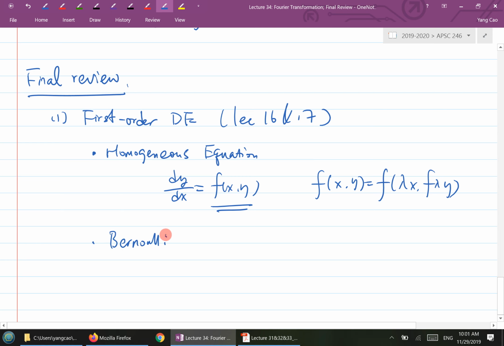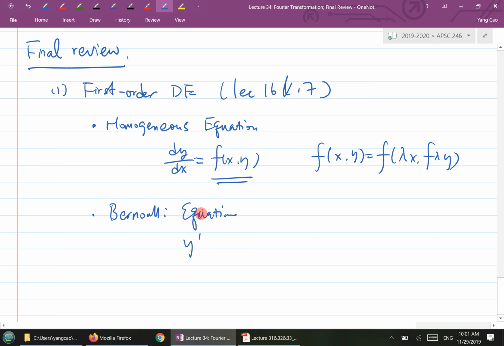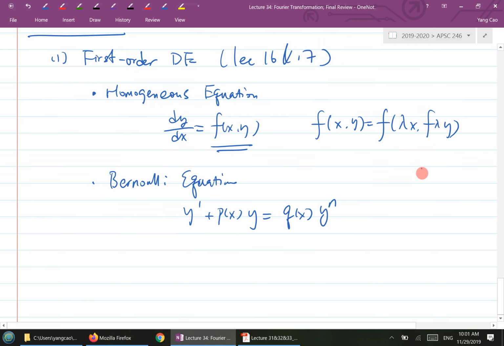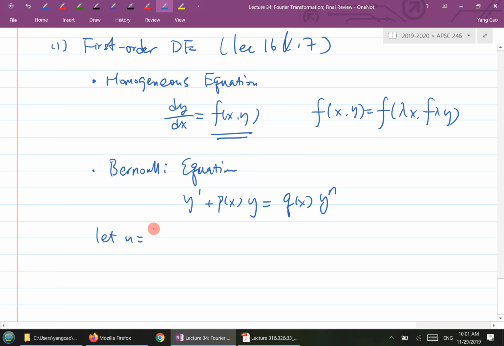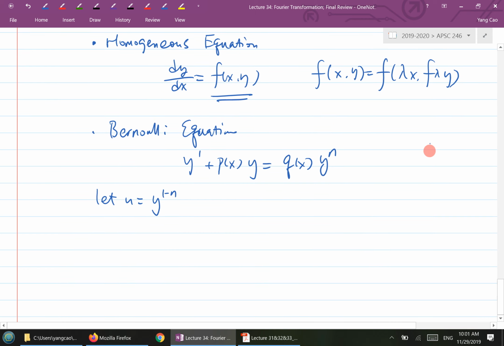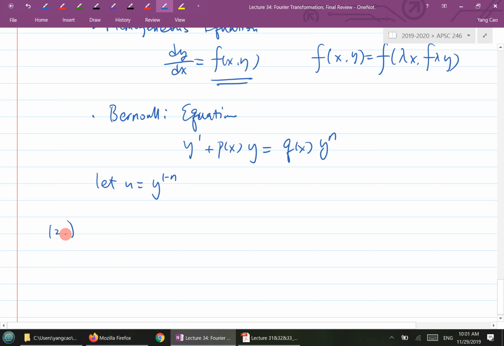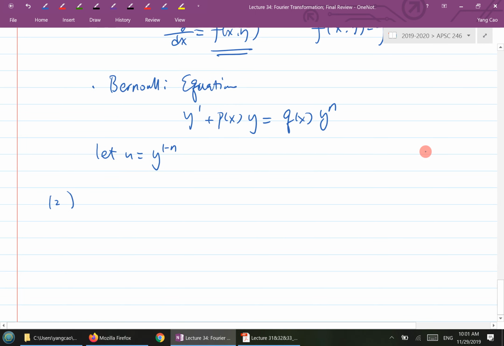We also covered another one called the Bernoulli equation. The equation basically takes the form like this. It's a nonlinear equation, but you can use a substitution. Let u equal y to the power of 1 minus n, and we can turn this equation into a linear first order differential equation, and then we can solve it. Solve for u, and then substitute back for y. Those are the two types of equations that we covered after the midterm. There's another one called exact differential, but we quickly skipped that one.